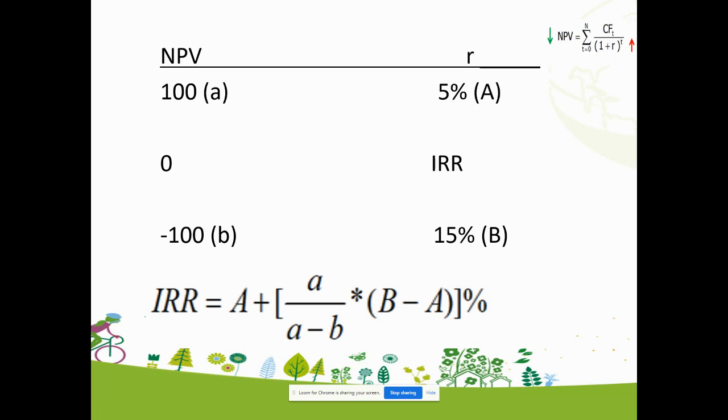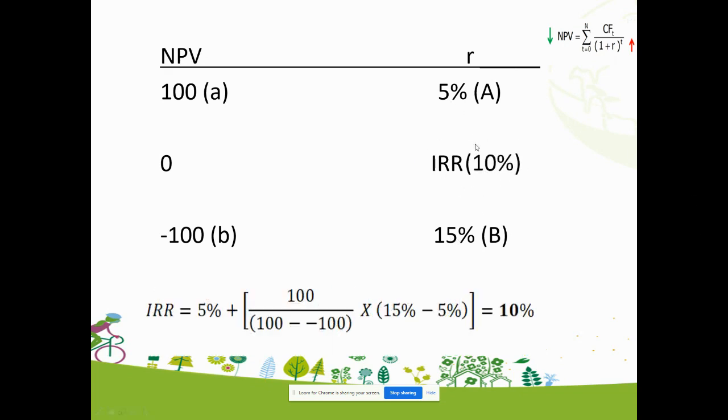Okay, if you want to get the exact number, very simple. Basically, we are just calculating the distance. As you can see, 100 to 0, the distance is 100, while minus 100 to 0, the distance is also 100. That means that the 0 is actually in the middle, and it also means that the IRR should be in the middle of these two rates. And the answer is actually 10%.